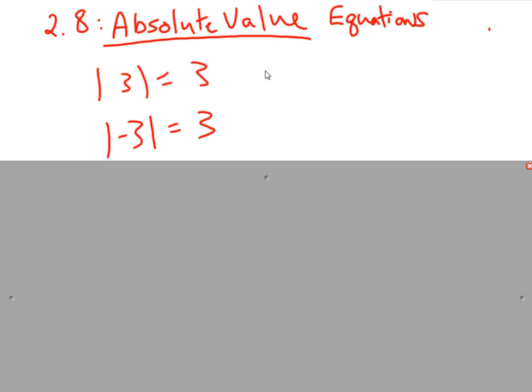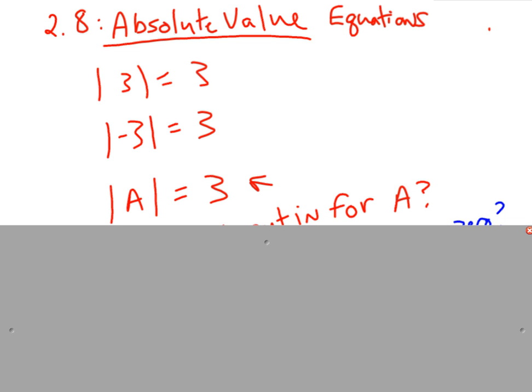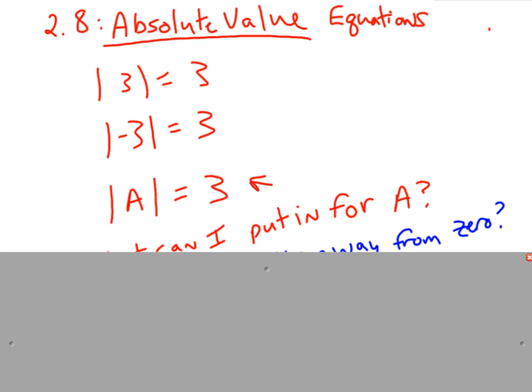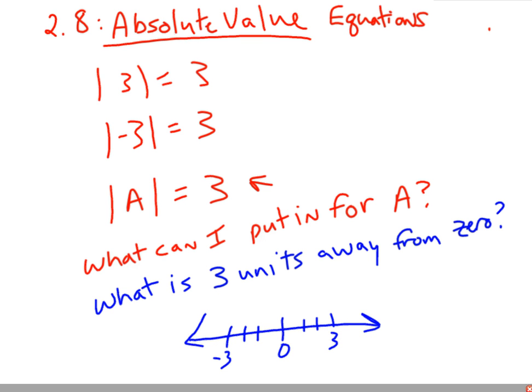And so instead of doing that portion of it, which was the simplifying part, we're going to try to solve an equation here. So the question is, what can I put in for A, or what is 3 units away from 0 when I'm looking at the absolute value of A is equal to 3? What numbers could A possibly be? That's what I want to know. And there's actually two possible answers.